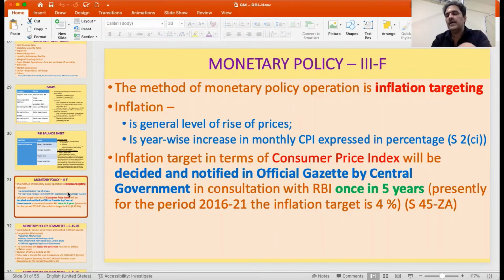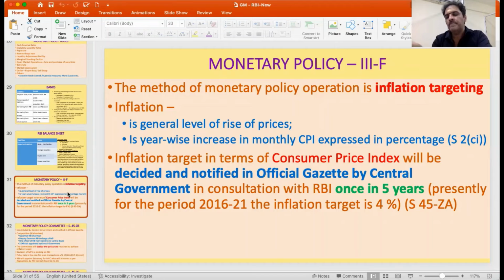The Act says that the consumer price index will be the index taken into account for the purpose of inflation targeting. And what is the inflation target? It is the desired level of inflation to be achieved by the Reserve Bank of India. And who decides it? It is decided and notified in the official gazette by the central government. The government consults the Reserve Bank of India, and this target is specified once in 5 years.